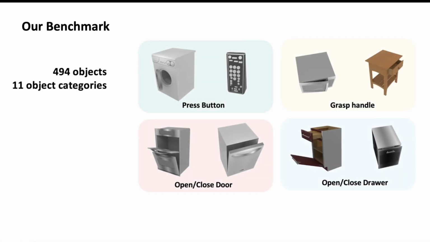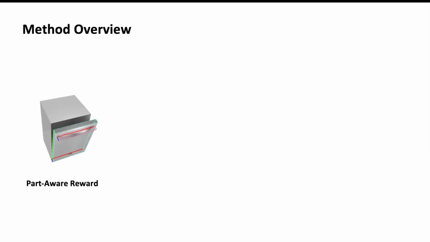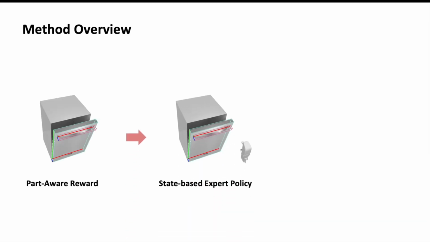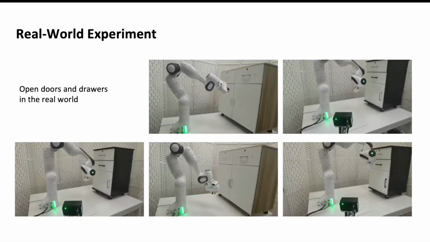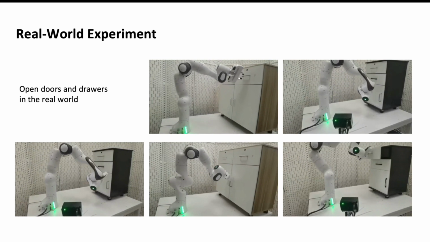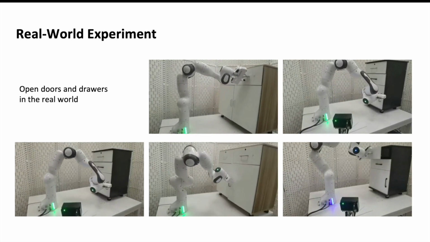Based on our benchmark, we propose 6 different tasks: press button, grasp handle, open door, open the drawer, and close drawer. We first design a part-aware reward and use the reward to train a state-based policy. Then we use imitation learning to distill the knowledge to vision-based policy, which doesn't take any oracle input. We also test our policy in the real world. Here is our demo.